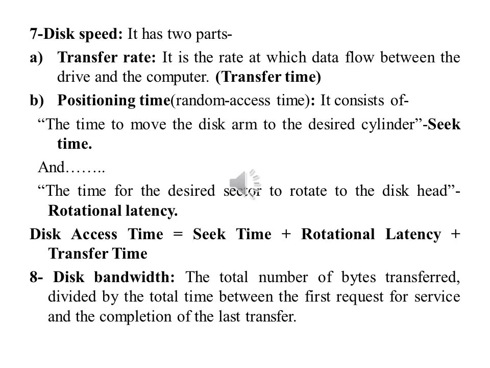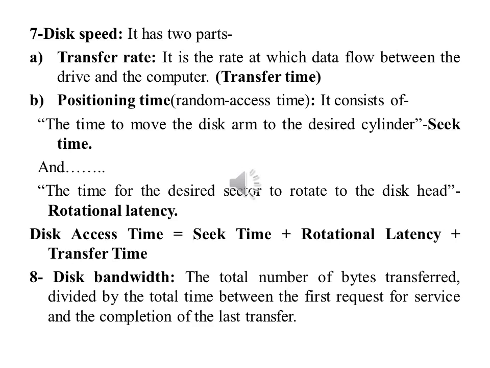The next term is disk bandwidth. Bandwidth, you are very much aware, is the total number of bytes transferred, meaning the capacity of a channel for transferring. Here again, the disk bandwidth is the total number of bytes transferred divided by the total time between the first request for service and the completion of the last transfer.